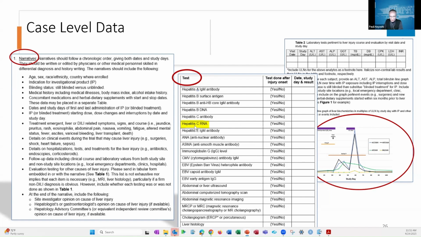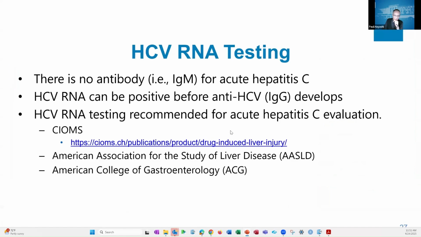Now I'll highlight hepatitis C RNA for a reason. It sets me up for the next 2 slides, which are actually my final slides. Hep C RNA is often left off in the evaluation, and it should not be. When you're looking for acute hep C, it should actually surpass the hepatitis C antibody. And here's why. There is no antibody IgM equivalent for acute hep C, like there is for hep B or hep A. They don't have one.